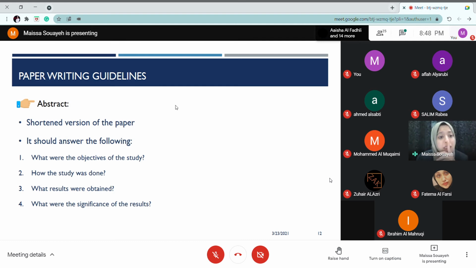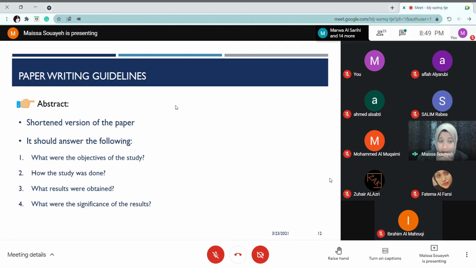From reading the abstract, they should get the full idea of the paper. So the abstract is actually a shortened version of the paper. And its importance is that it should be written in a way that whoever reads it will want to read the full paper, because they think, this work is interesting, I want to know more about this topic.